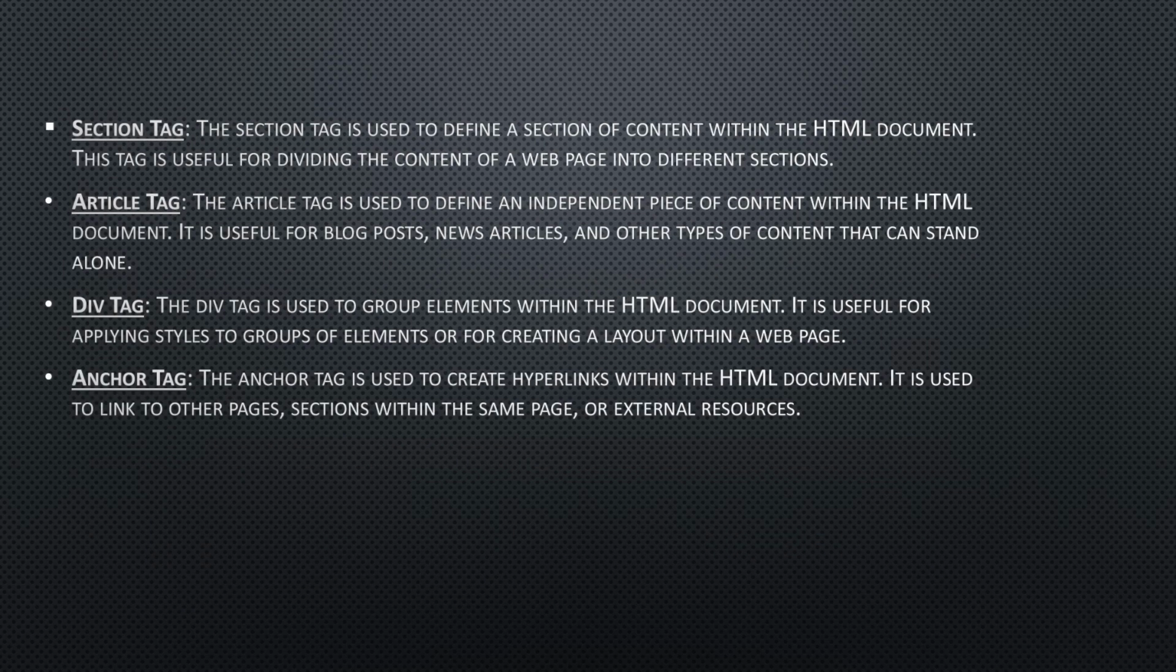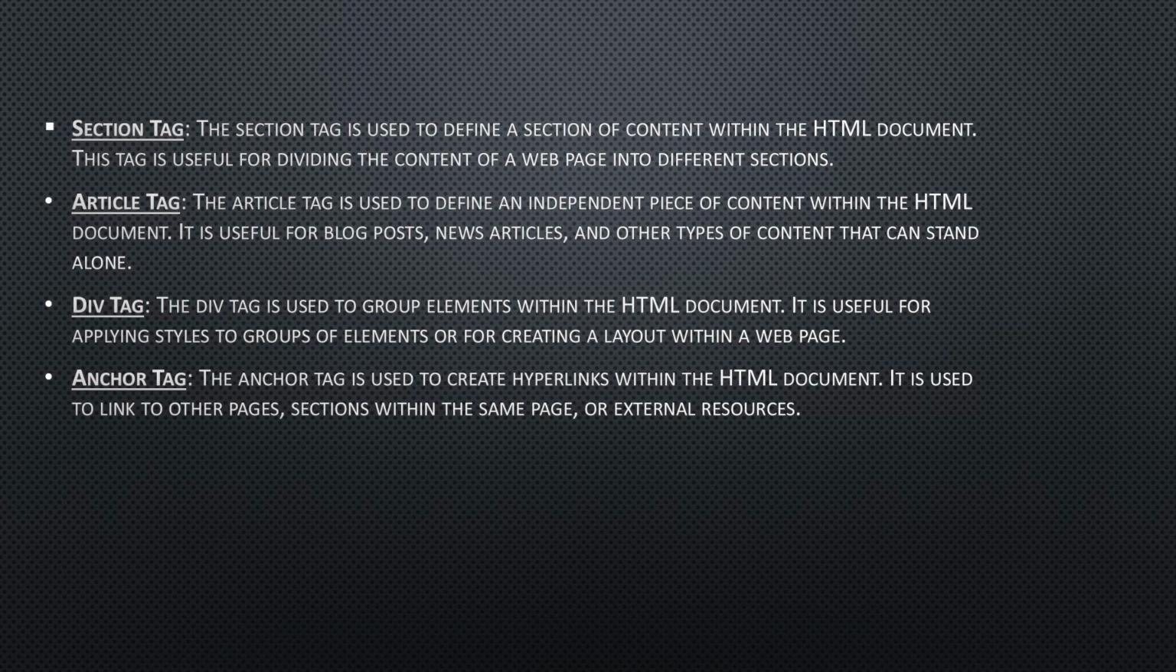Next is the section tag. The section tag is used to define a section of the content within the HTML document. This tag is useful for dividing the content of a web page into different sections. The article tag. The article tag is used to define an independent piece of content within the HTML document. It is useful for blog posts, news articles and other types of content that can stand alone.